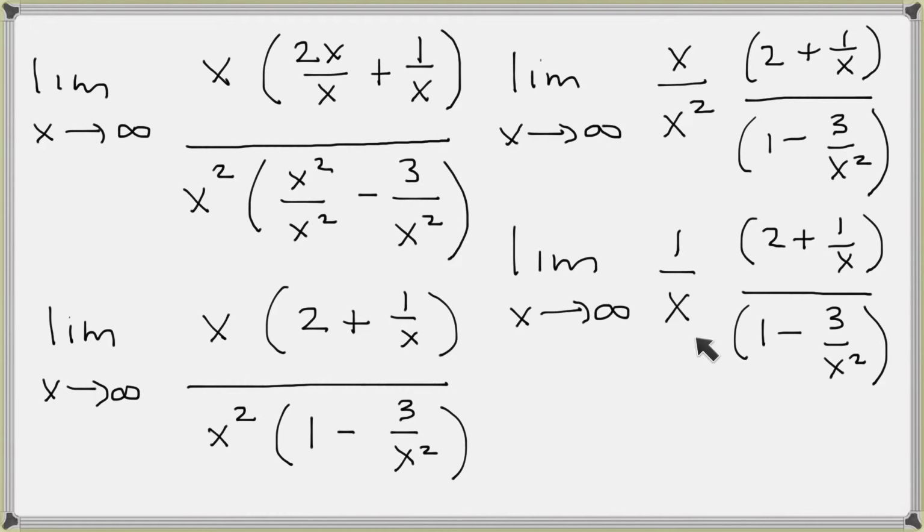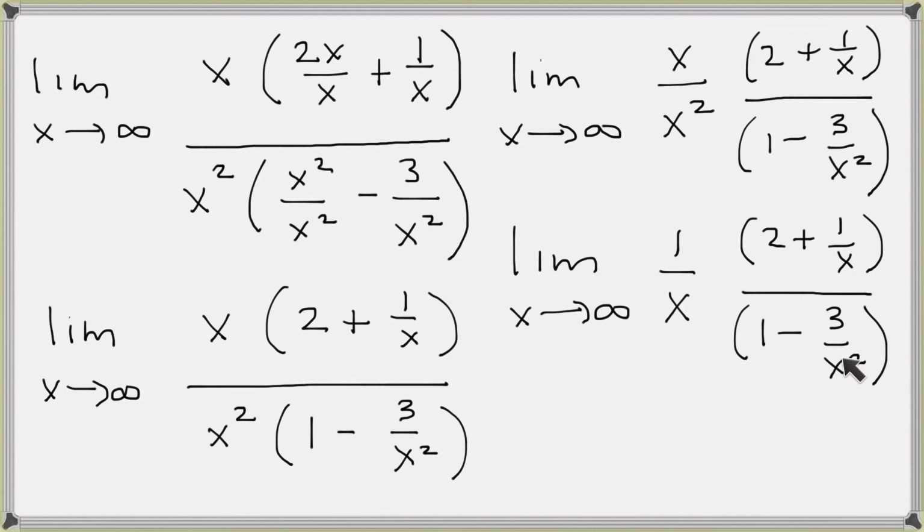So again, basically what I've done here is I've rewritten this function so that it's just a bunch of power functions. I've got this power function here, 1 over x, which I know goes to 0 as x goes to infinity. I've got this power function here, 1 over x, again goes to 0 as x goes to infinity. And 2 is just going to go to 2. 1 is just going to go to 1. And over here, I have essentially 3 times 1 over x squared. Again, that's just a power function. That's going to go to 0.